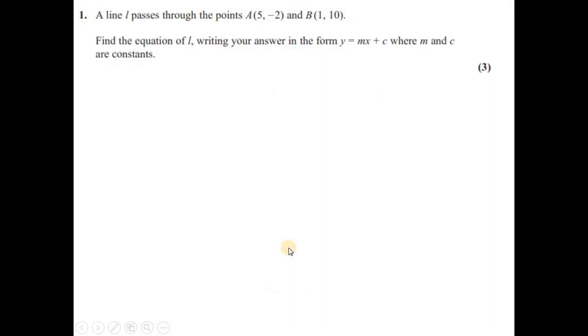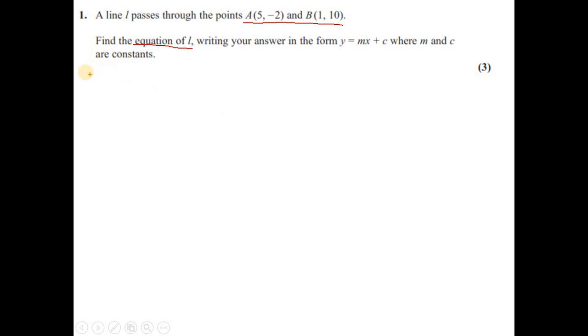Question number 1. A line L passes through the points A (5, -2) and B (1, 10). Find the equation of the line L, writing your answer in the form y = mx + c, where m and c are constants. So you need to find the equation of a line if 2 points are given. You have two different approaches to solve this question.